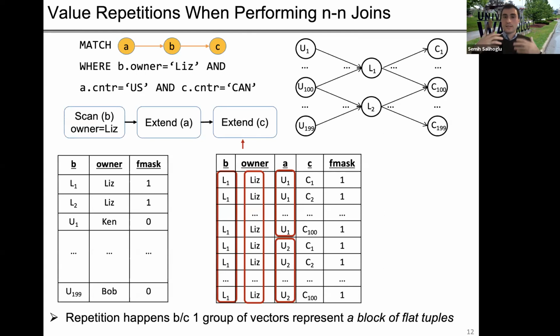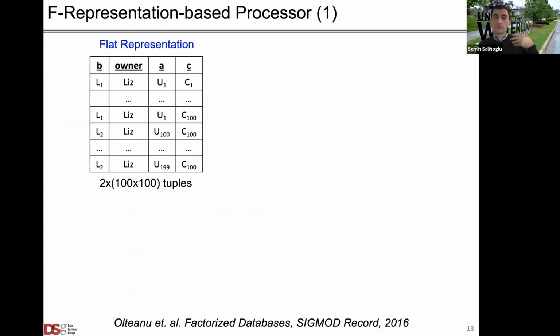instead of representing these intermediate relations as a set of flat tuples, to represent them in what are known as factorized representations. Okay, it's essentially to change the representation system of the tuples. So this is essentially the theory of factorization. This is a theory that was developed by Dan Olteanu, who used to be at Oxford University and now at University of Zurich.